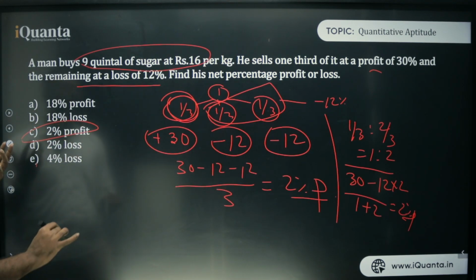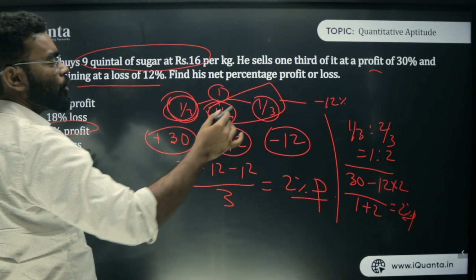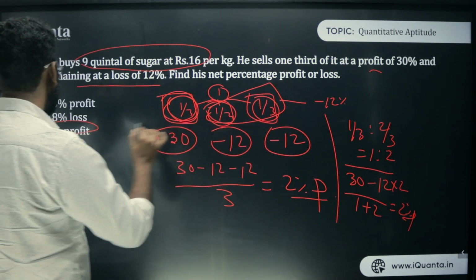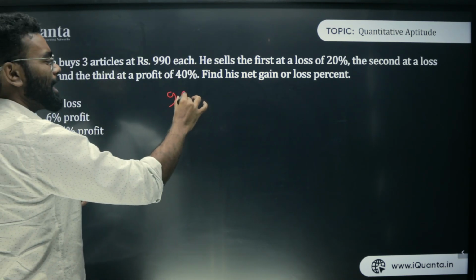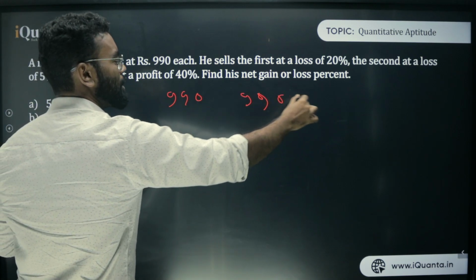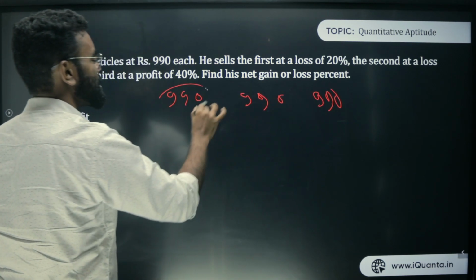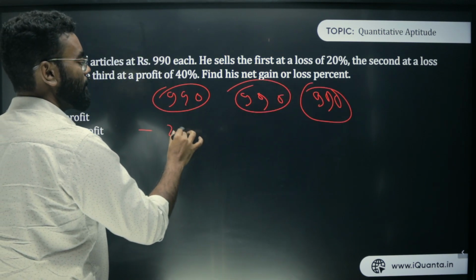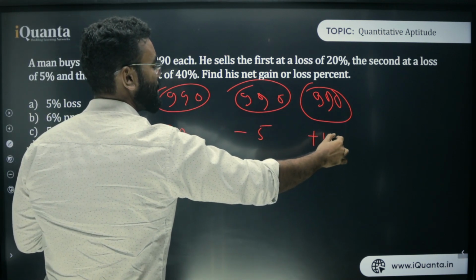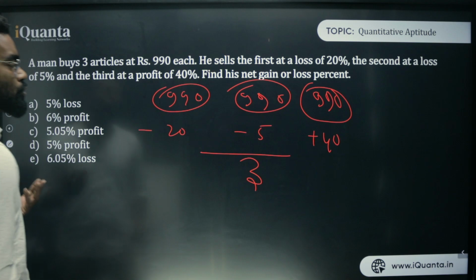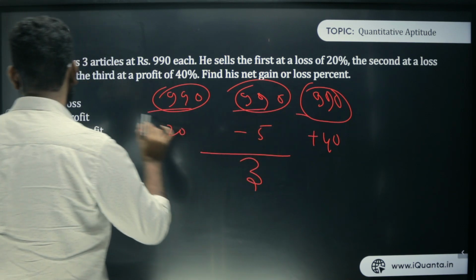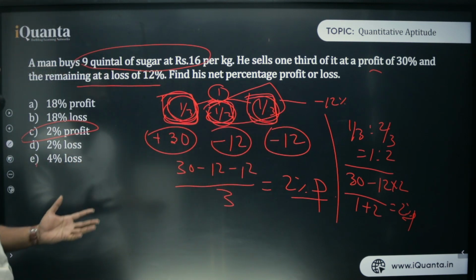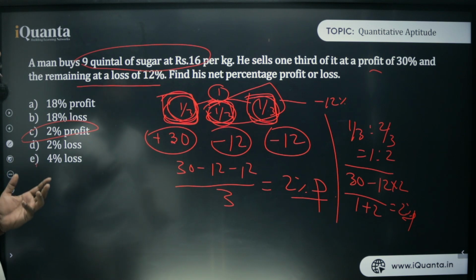In the previous question, it is 9 quintals of sugar, but the cost price was not the same, so I made the cost price equal, 1/3, 1/3, 1/3. But in this question, the cost price is the same: 990, 990 and 990. So in that case, as we already understood, we just do minus 20, minus 5, plus 5, and divide it by 3. That's how we solve it, because the cost price is the same here. In the previous question, we did exactly the same thing: we made it 1/3, 1/3, 1/3 and made everything equal, so we got the answer directly. This is how we solve this type of question.